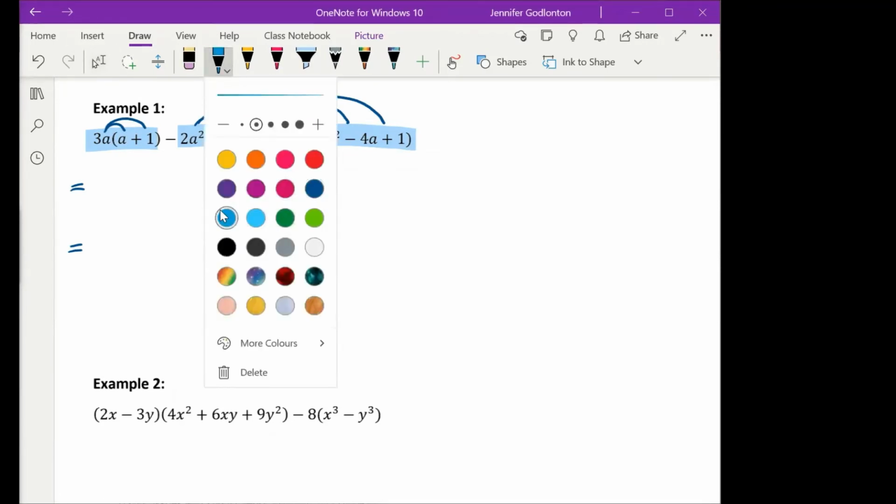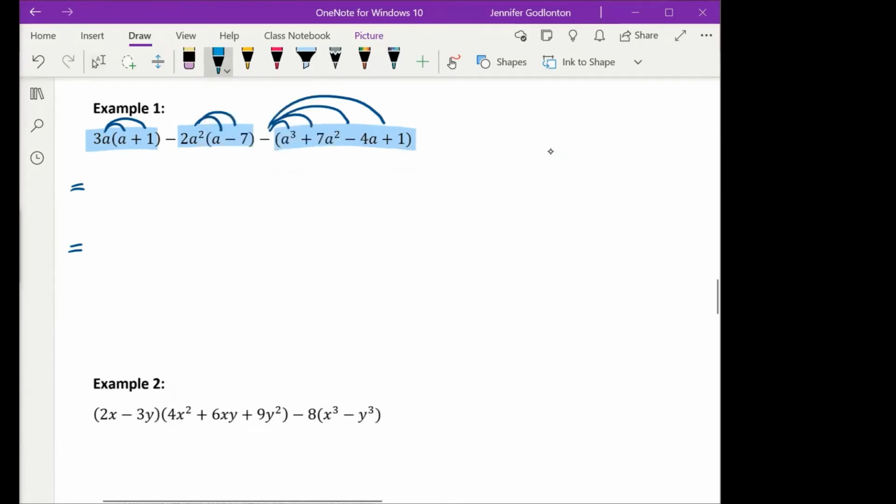I'm going to start writing our answers for example 1 up on the board, but don't panic if you're not finished. I'm just going to write the first step up. I want you to make sure that you did your distribution correctly, that your signs are correct. And if you don't agree with what I've written, you need to let me know where you're feeling confused. Then you need to find your like terms and simplify.